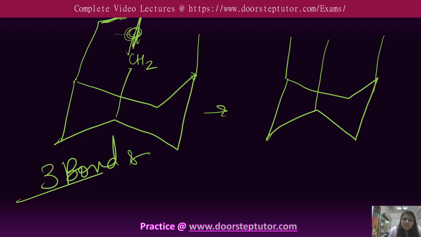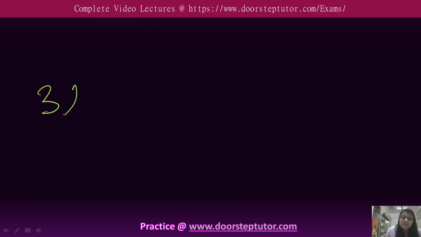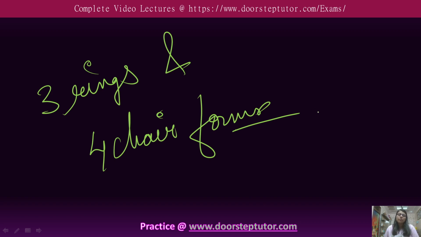If the 3 bonds I have broken lead to the formation of the acyclic structure of adamantane, that means adamantane has 3 rings. It means adamantane has 3 rings and 4 chair forms. You have to learn the number of chair forms and rings present in adamantane, because it's very important from the exam point of view.